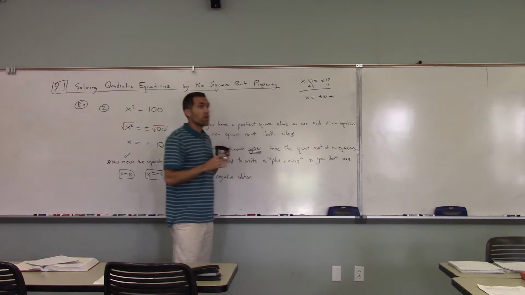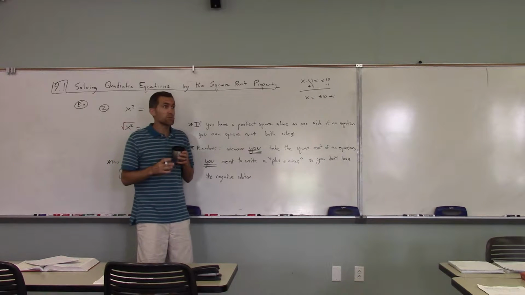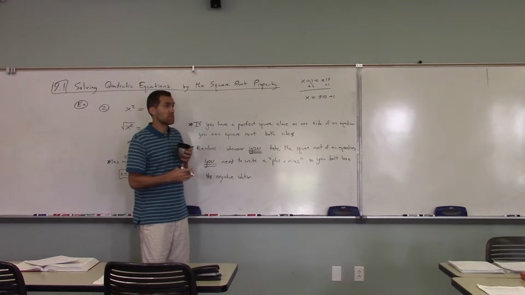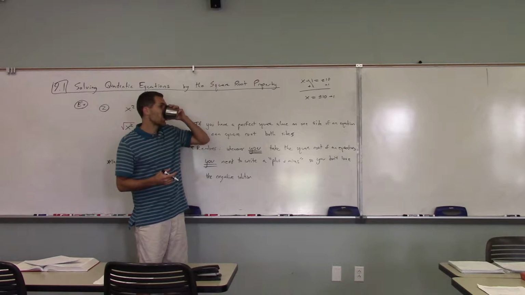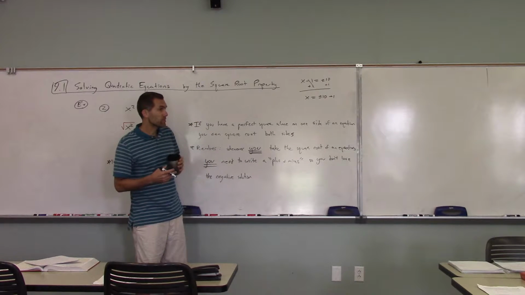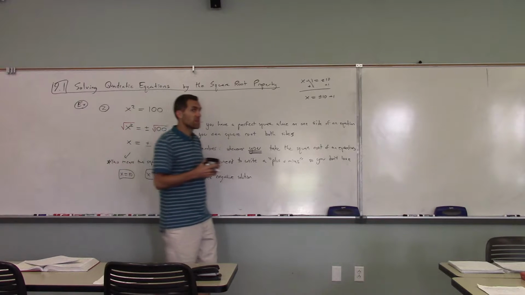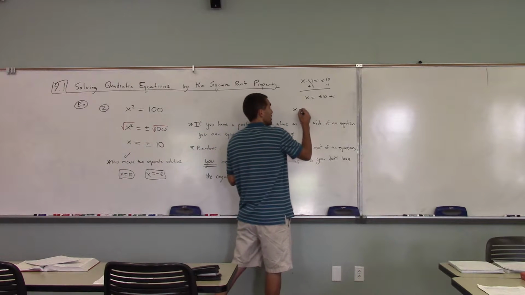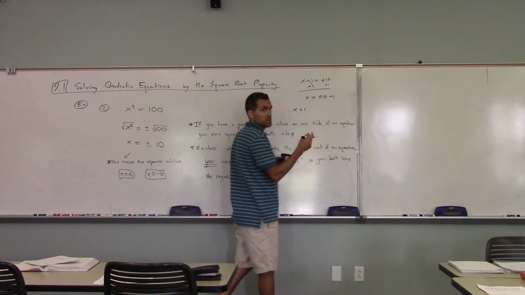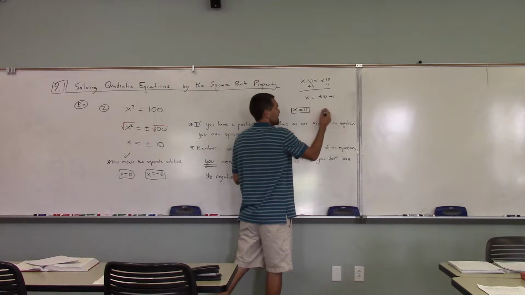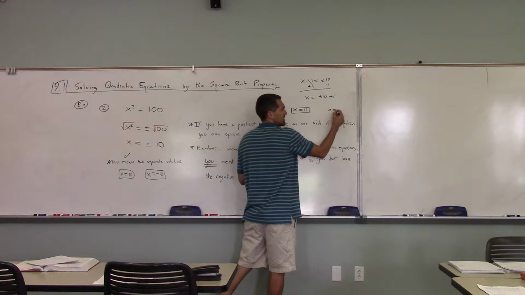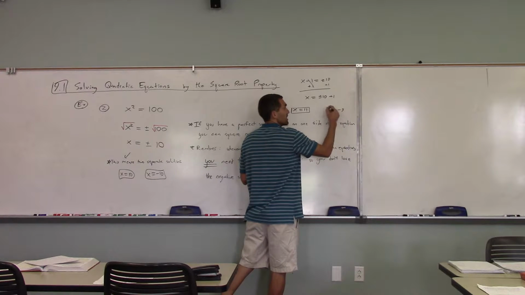Okay. The problem here is that I want you to tell me the actual answers. I want you to simplify it as far as we can. So what are the two answers? X equals 10 plus 1, x equals negative 10 plus 1. Well, tell me the actual answers. X equals? Oh, 11 and negative 9.